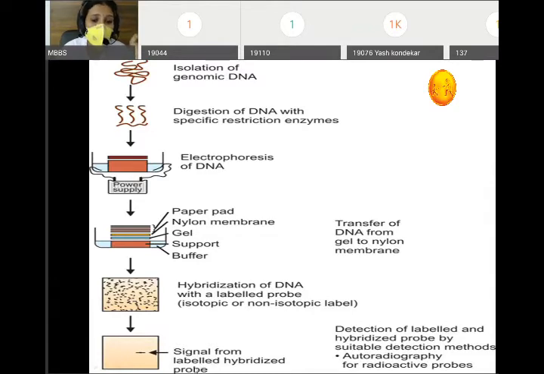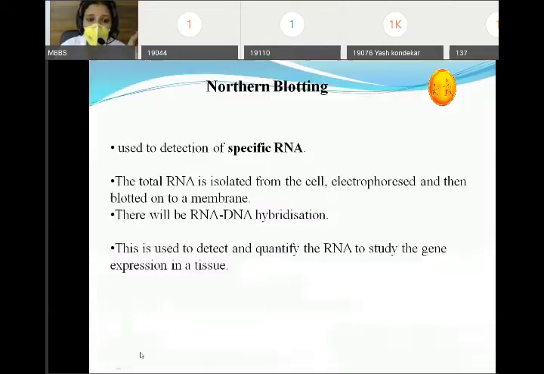You will get the signal from the labeled hybridized probe, and the probe is radioactively labeled or labeled with a fluorescent dye or anything. So from that you will get the signal. So this is the Southern blot technique.